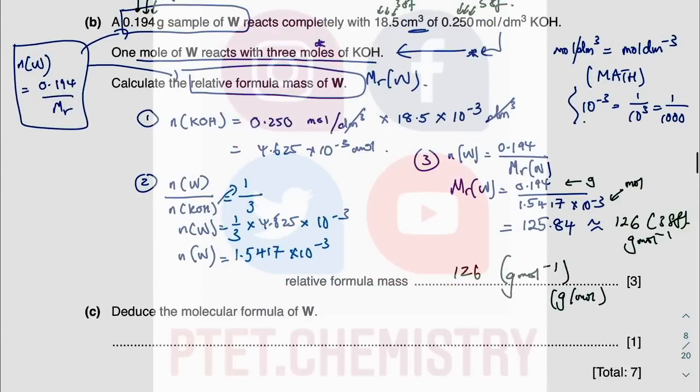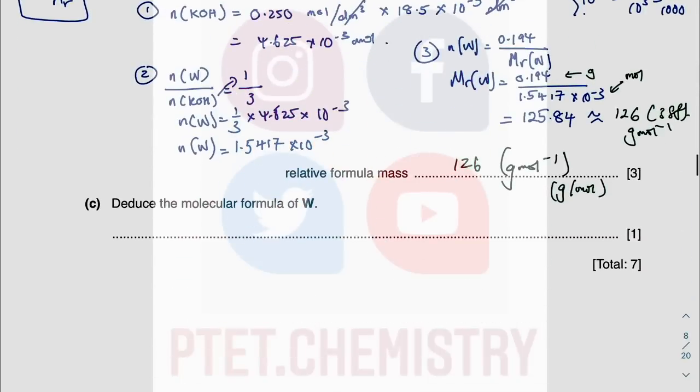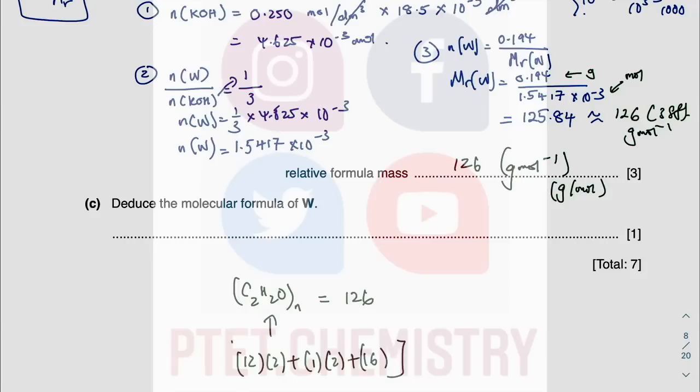So you have the empirical formula, which was C2H2O. C2H2O times n is going to give you 126 roughly. So that is 12 times 2 plus 1 times 2 plus 16, the whole thing multiplied by n is 126. 12 times 2 plus 2 plus 16 is 42. So n is equal to 126 divided by 42, that is 3. Meaning your molecular formula is going to be C2H2O times 3, so it's C6H6O3.